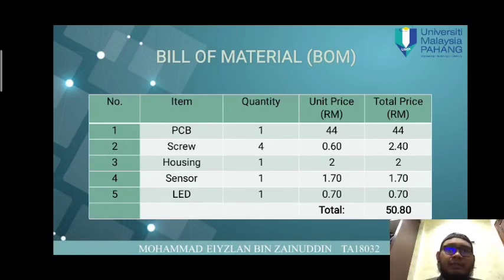Item number 3 is housing. We need 1, and the unit price for housing is 2 ringgit. The total that we need is 2 ringgit. Next, sensor. Quantity also 1, the unit price is RM1.70, and the total for sensor is RM1.70. Lastly, LED. Quantity 1, unit price is 70 cents, and the total for LED is 70 cents. So the total price for the mouse that we built is RM50.80.